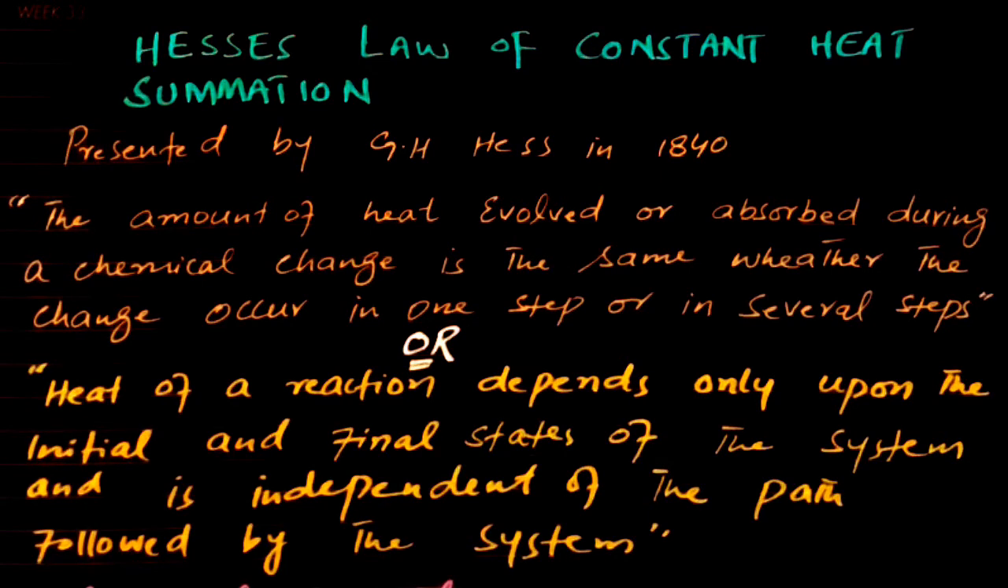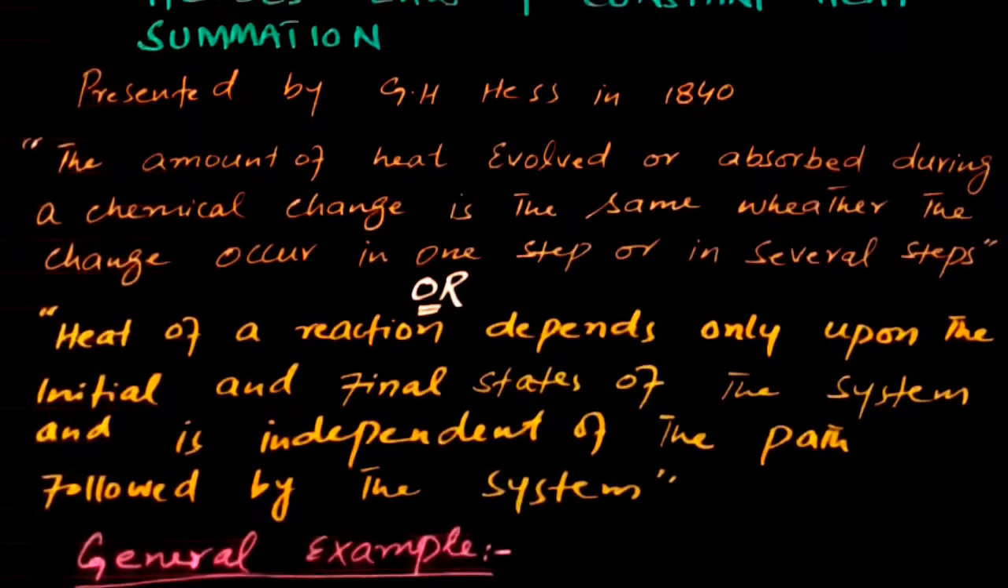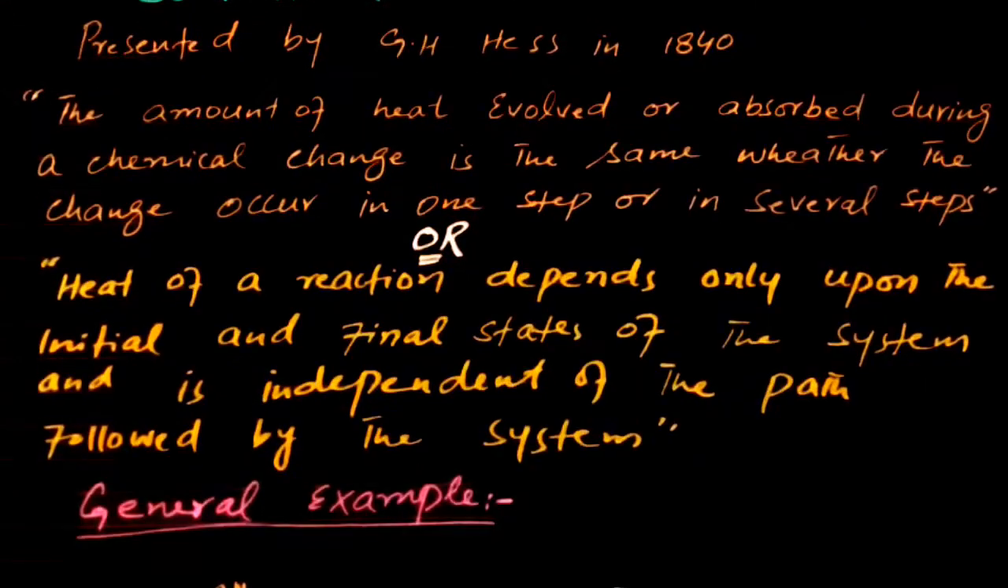One is the Born-Haber cycle and one is Hess's law of constant heat summation in thermochemistry, which is usually asked in the paper. Now Hess's law was presented by G.H. Hess in 1840. I will move a little bit slower because it's a very important topic, so that you can understand it easily.